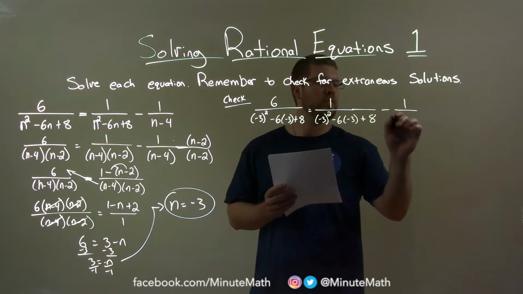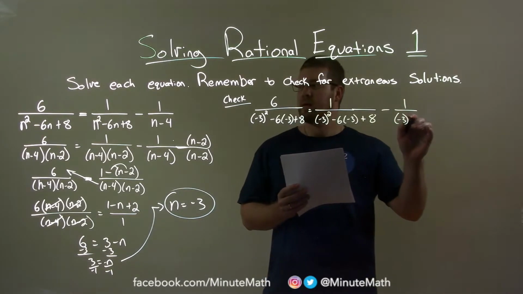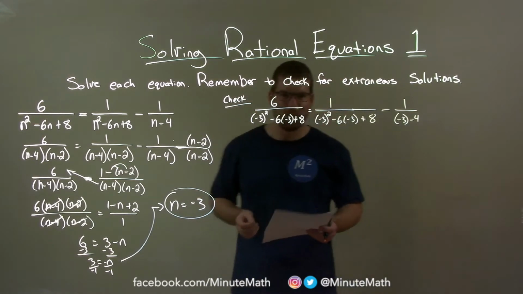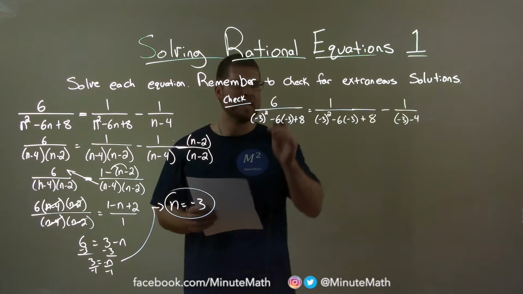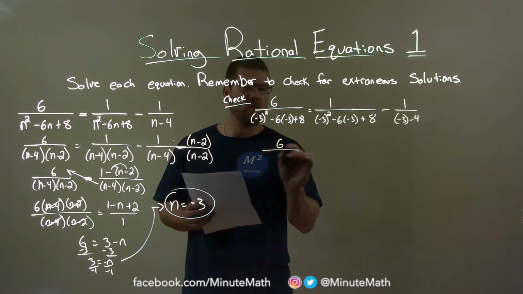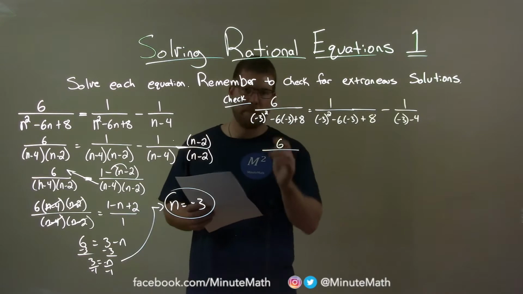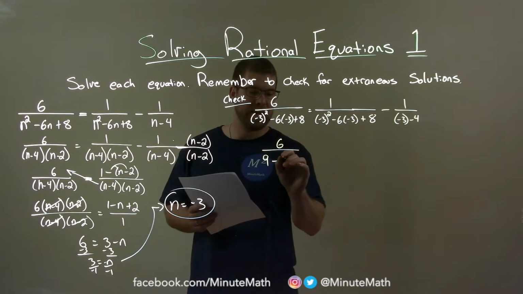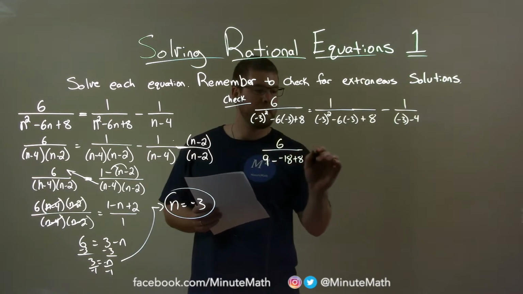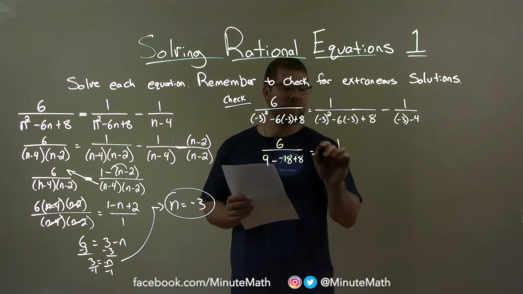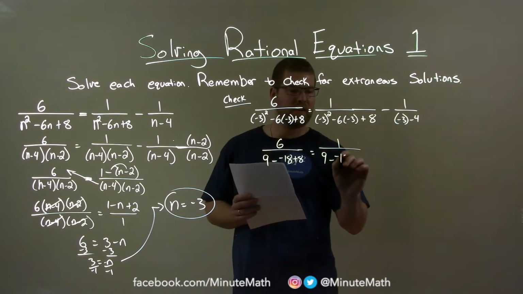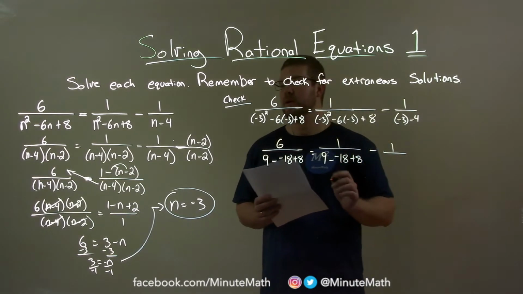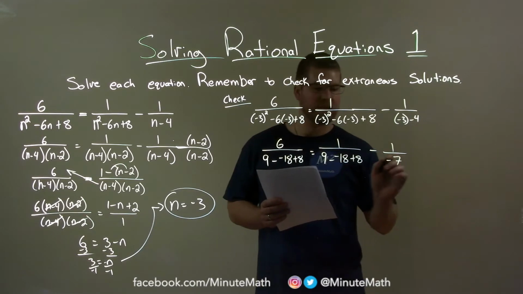plus 8 minus 1 over n, which is negative 3, minus 4. Now we're going to see if the left and right hand side are equal. If they are, we're good. So we have 6 in the numerator over denominator, negative 3 squared, positive 9. Minus 6 times minus 3 is a minus 18, plus 8 equals, same denominator, so we should have the same thing out here. 9 minus a negative 18 plus 8. And then all the way to the right, 1 over negative 3 minus 4 is a negative 7.